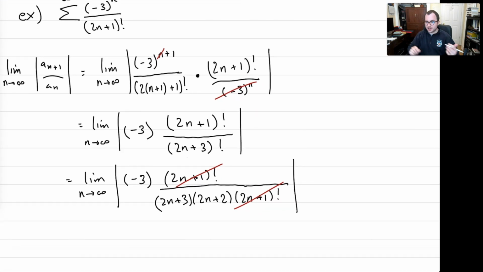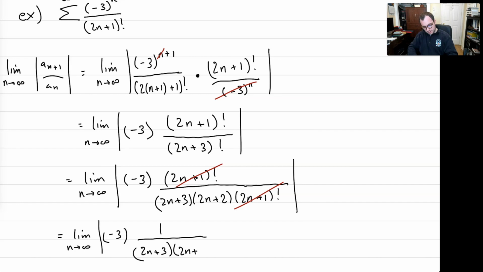This is why factorials and exponentials work so nicely with the ratio test. This is the way that they are defined. It makes them very suitable for cancellation. Excellent. So the limit of absolute ratios is the limit of -3 over (2n+3) times (2n+2). Sorry, that should be a 2.